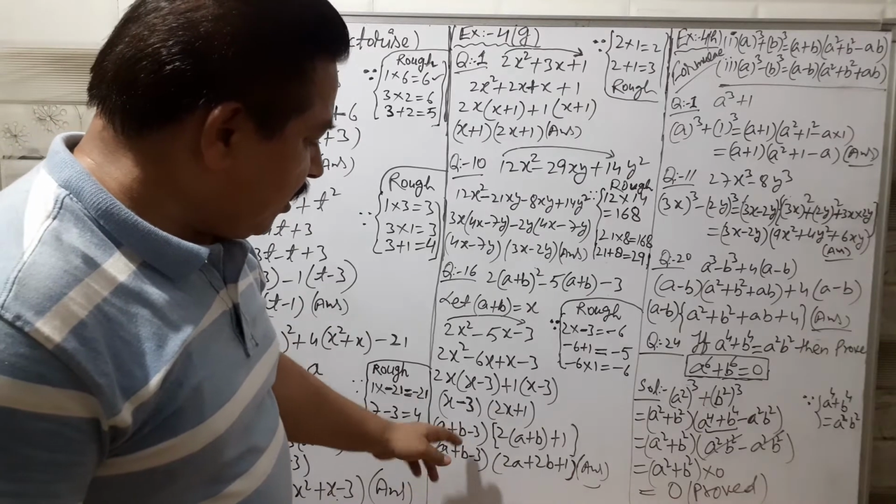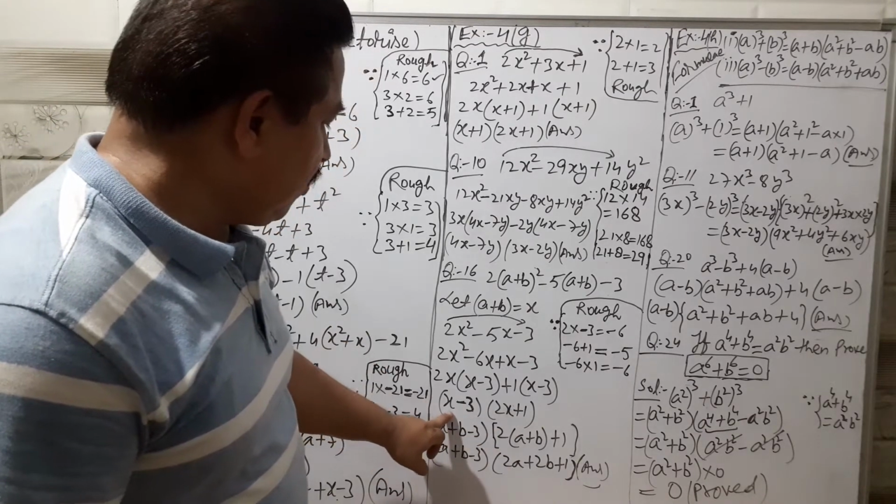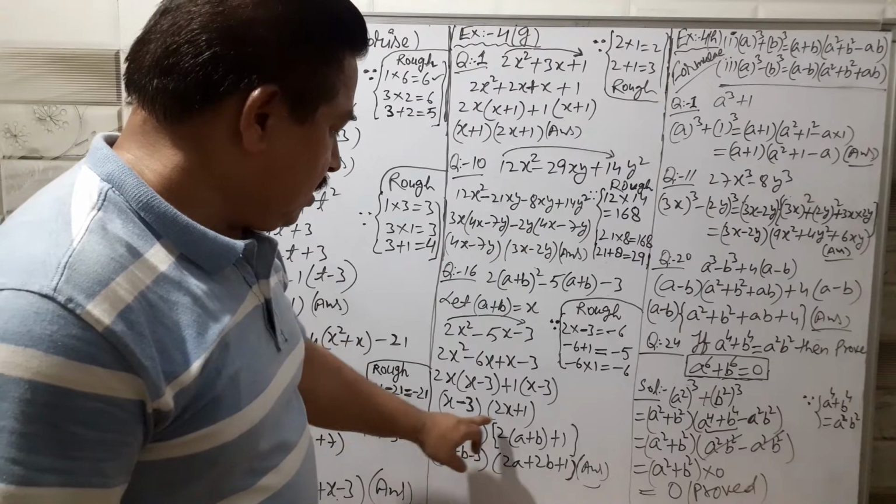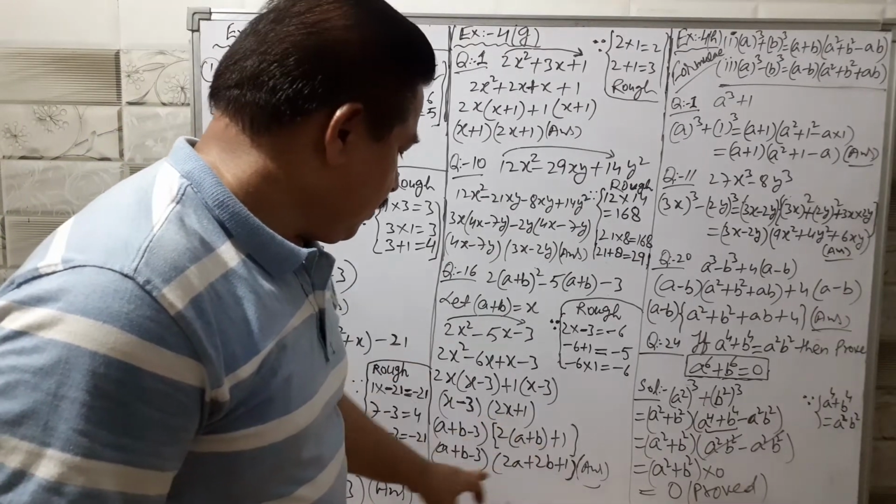And now put the original value. Sorry, in place of x, put a plus b. Here also. Now this is the answer only.